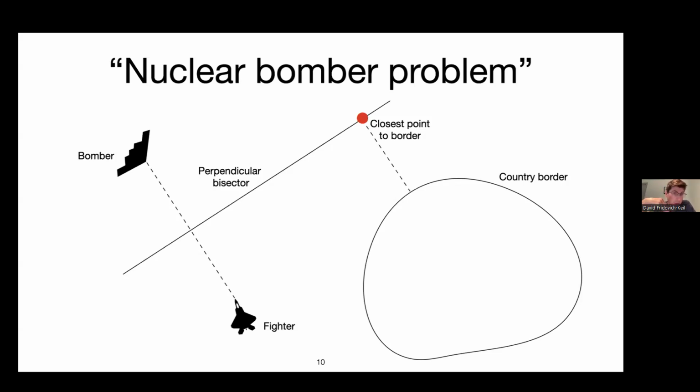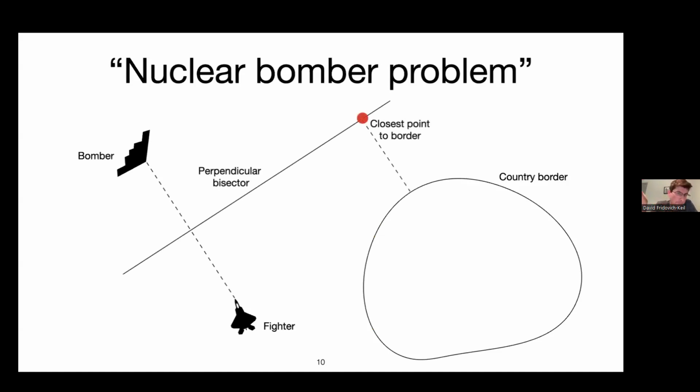And vice versa below the line. So this red point is the closest point to the country which the bomber can get to at the same time as the fighter, right? So it turns out it's not so hard to prove that the equilibrium strategy here is for both players to figure out where this point is and then go straight towards it. So that's what ends up happening.